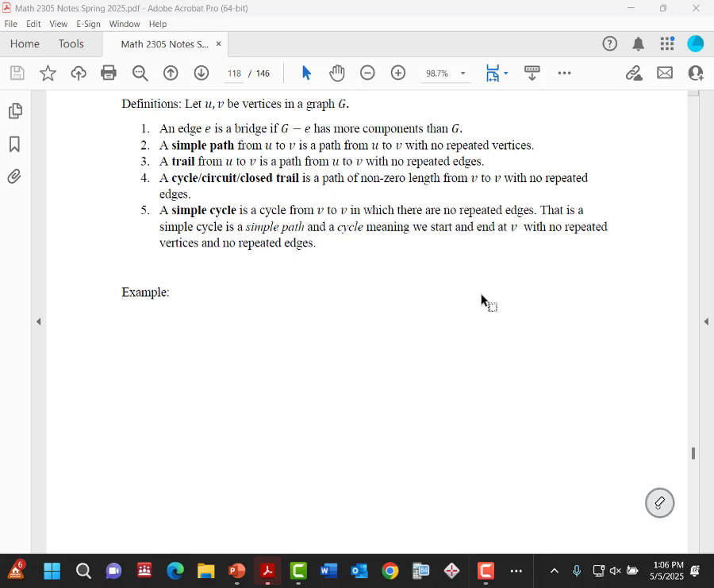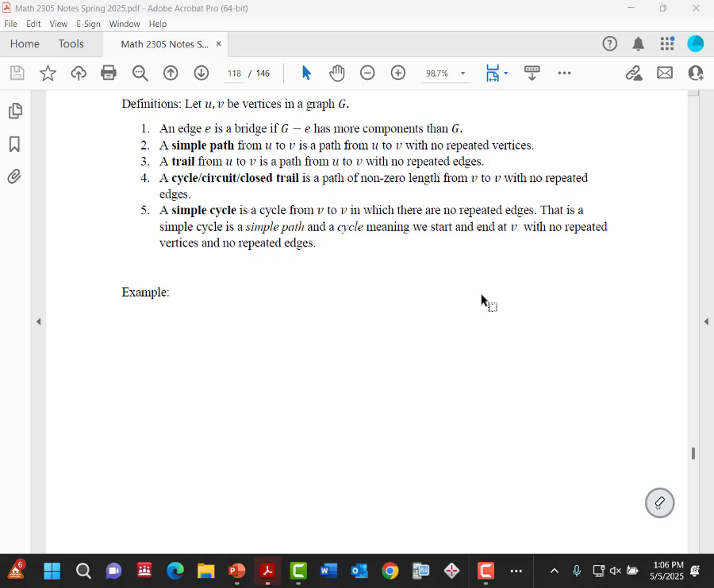A simple path from U to V is a path from U to V with no repeated vertices. If I do not repeat the vertices, then I say it is a simple path. A trail from U to V is a path from U to V with no repeated edges. So if I don't repeat edges, I call it a trail.